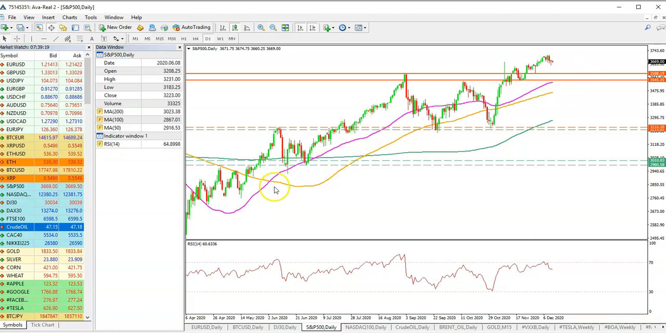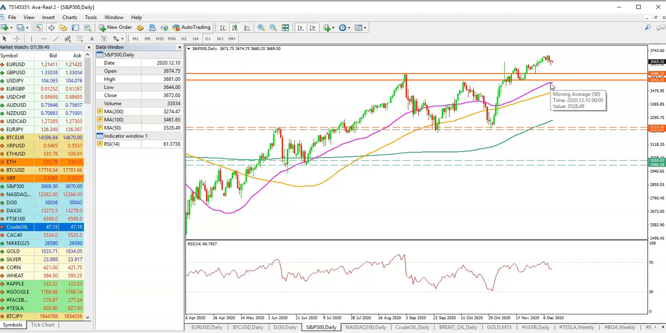Now, on the daily time frame, there's no doubt that the price has been trading higher since April this year, and it is making higher lows. If this is a low, then we have a higher low, another higher low, another higher, and then a retest of the same. In addition to that, the price is trading above three important moving averages.